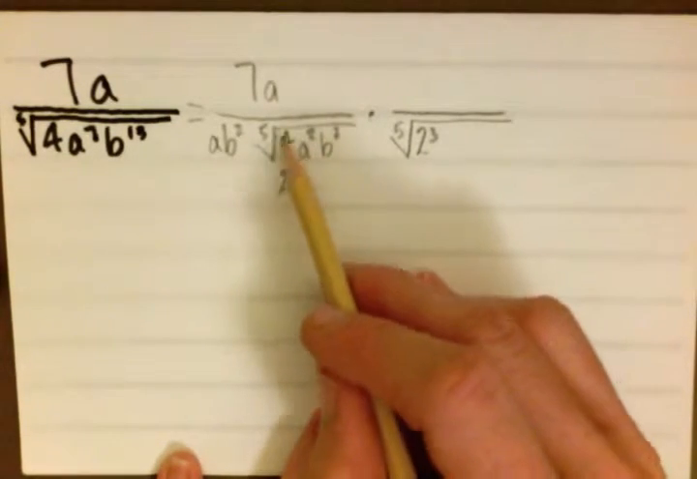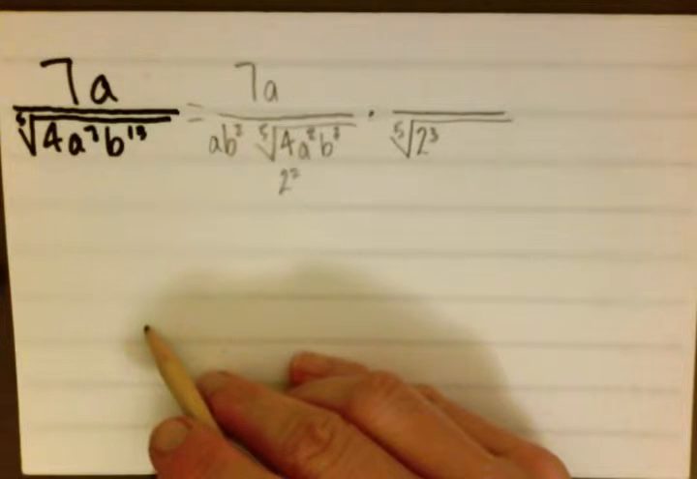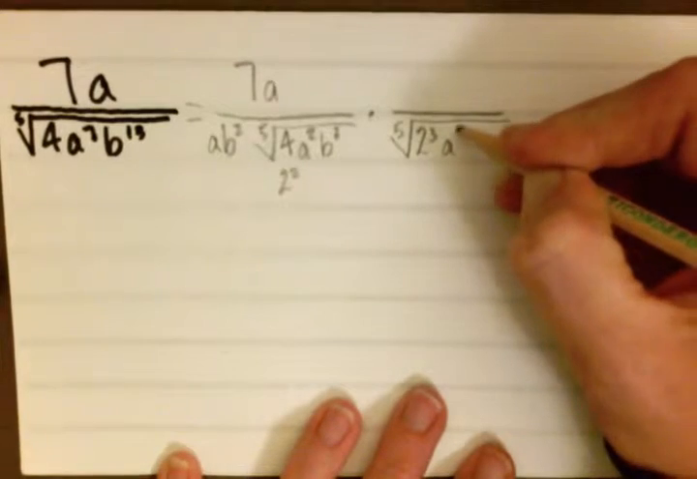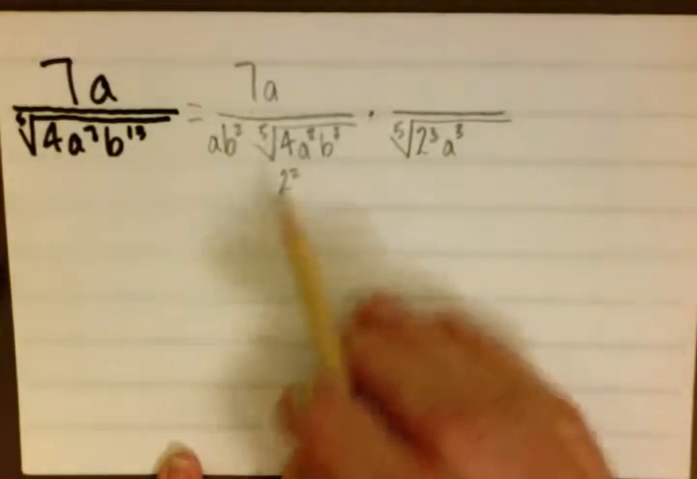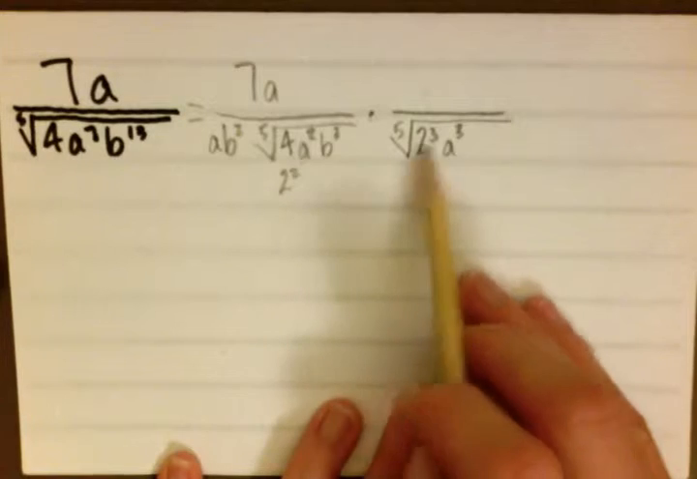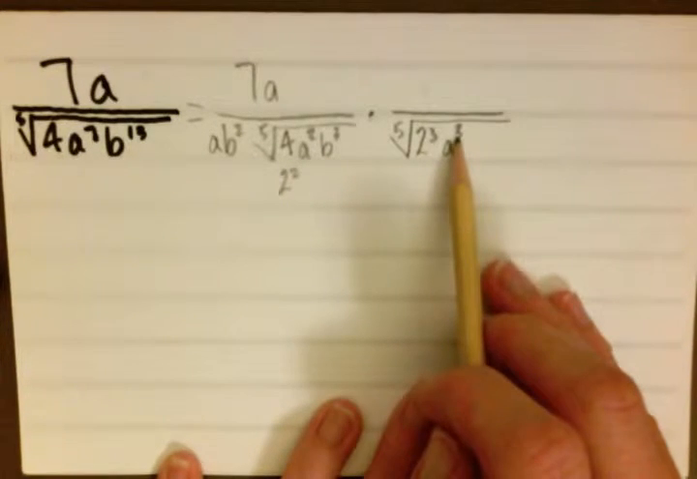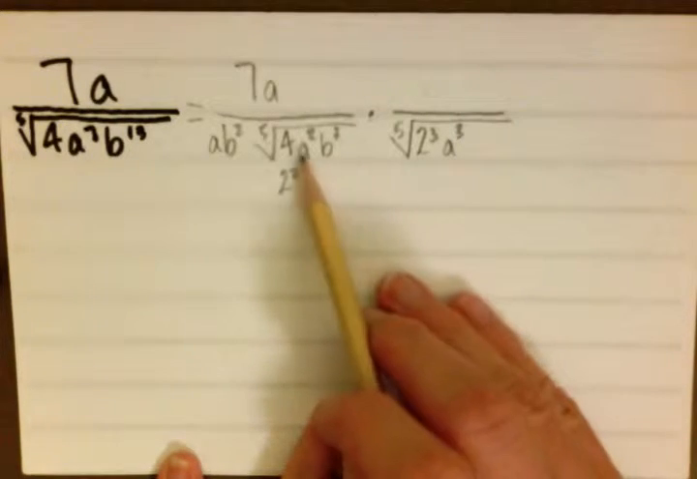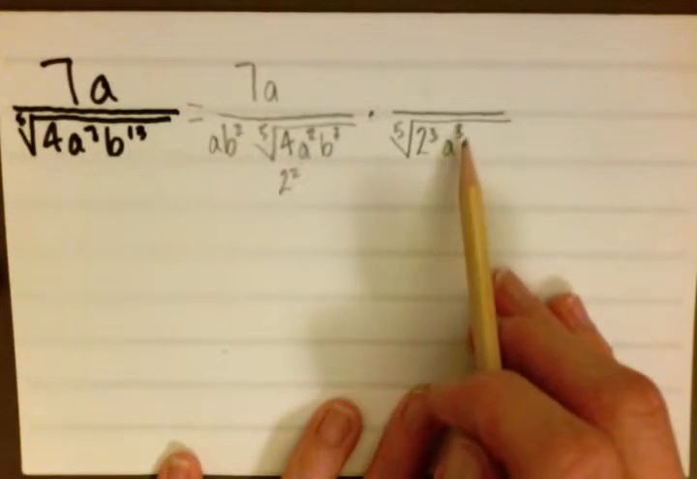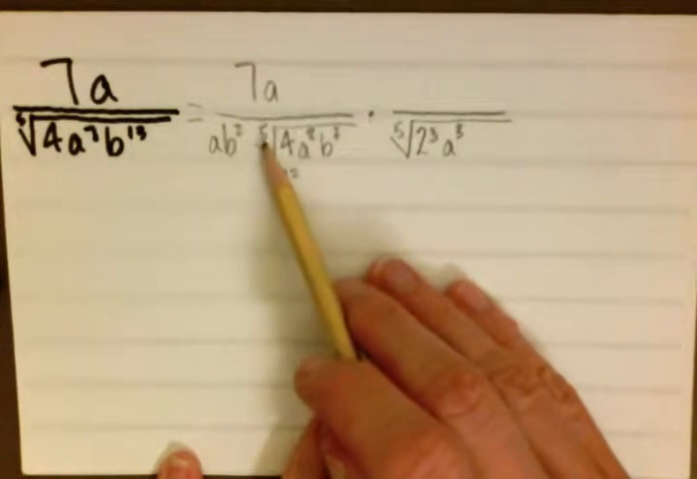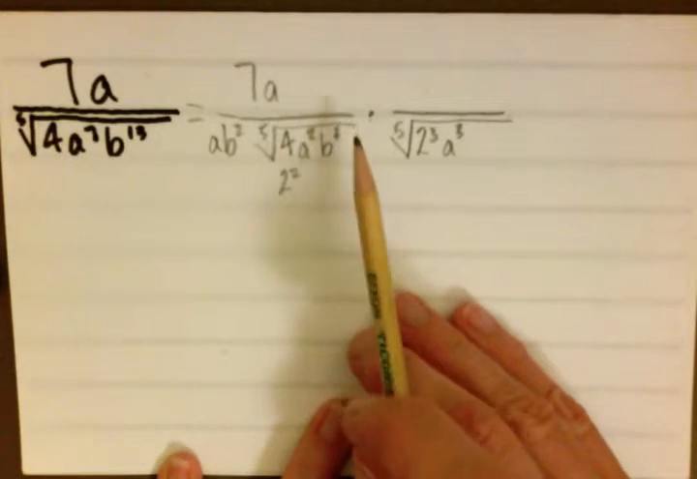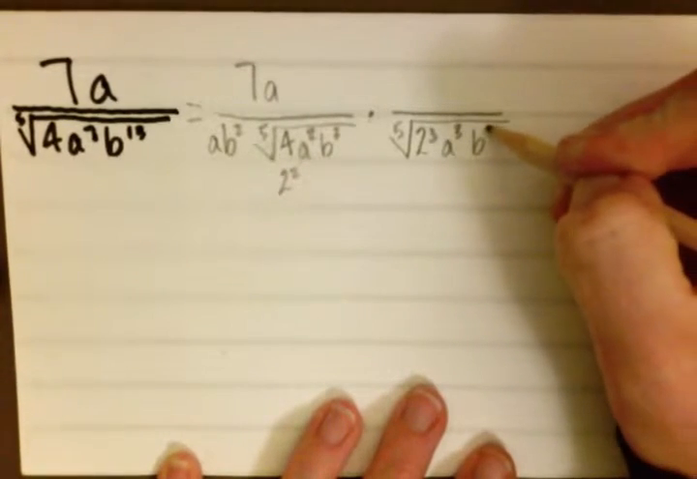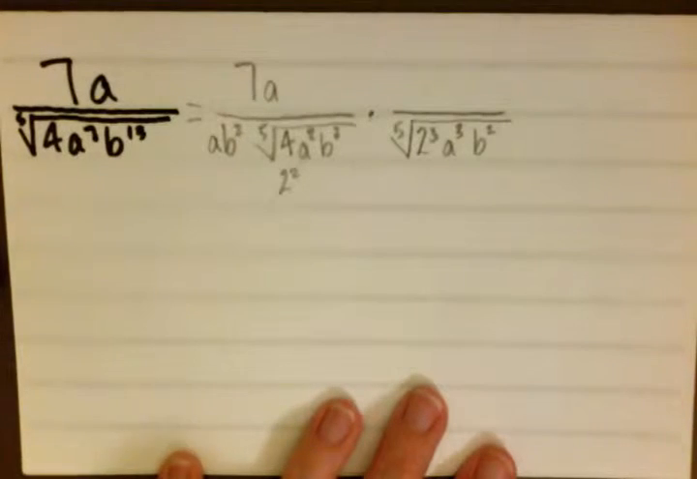If we have a squared and we need to make it a to the 5th, we need to multiply that by a cubed. Now remember that we do that because whenever we're multiplying exponents, we always add the two numbers together. So a squared multiplied by a to the 3rd is going to give us a to the 5th. Now we have b cubed, so we're going to need to multiply that by b squared, and that's going to give us b to the 5th.